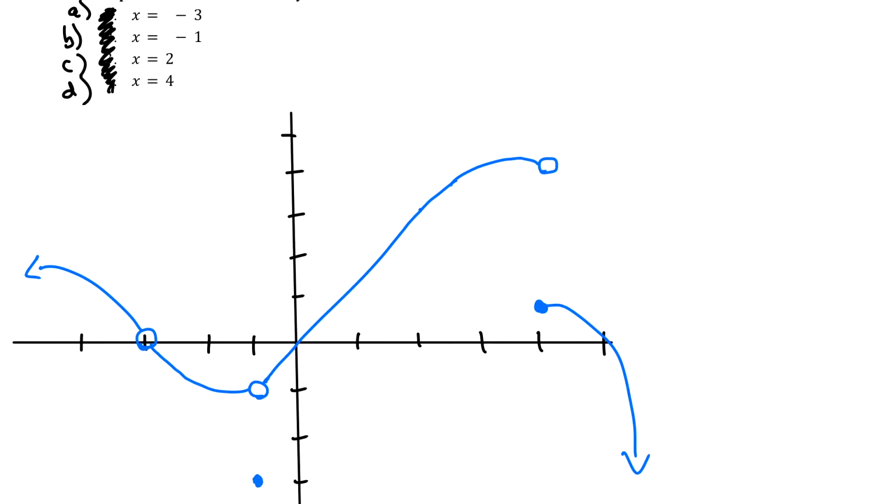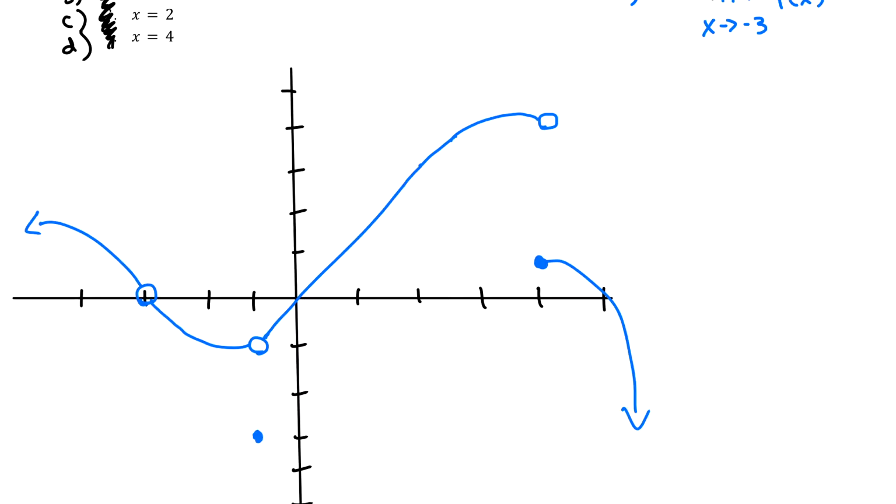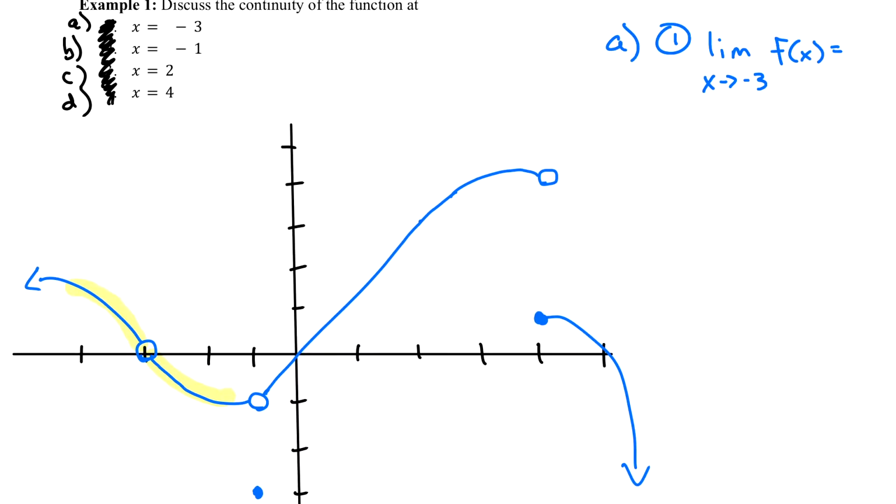So part A, we want to look at x equals -3. I'm just going to work through these one by one, and see if all three of those criteria are true. So first is the limit as x approaches -3 of f of x. Does that exist? Do we know what that is? So let's look at our function at x equals -3. Here's our function at x equals -3, and it looks like the left and the right-hand side of our function both approach y equals 0. So that means that our limit is 0.